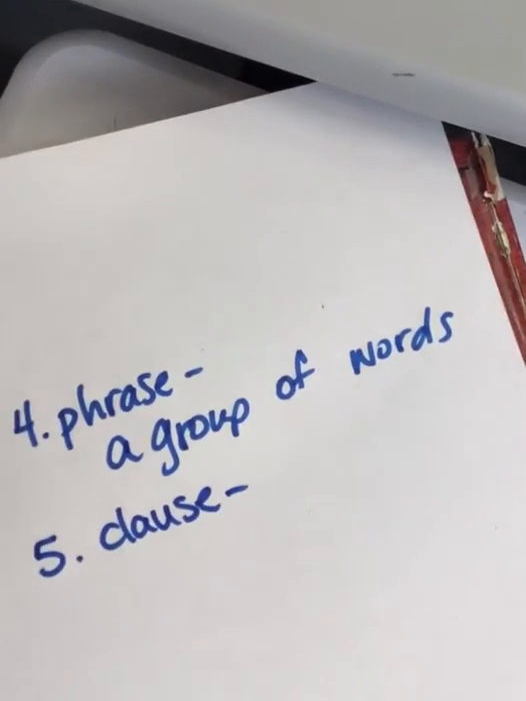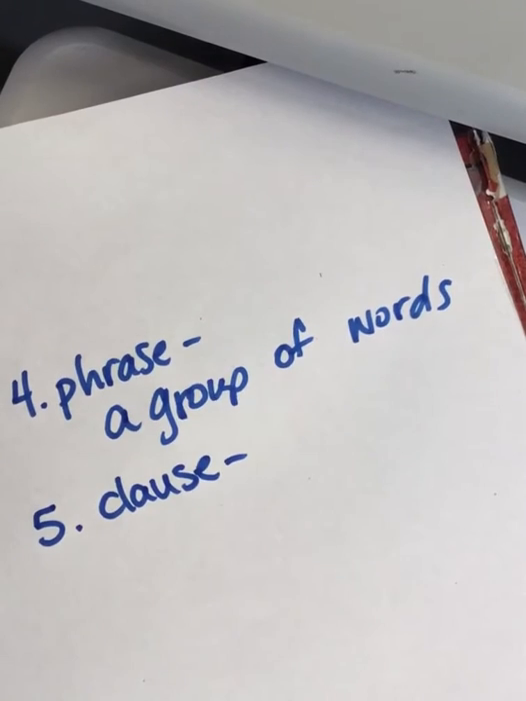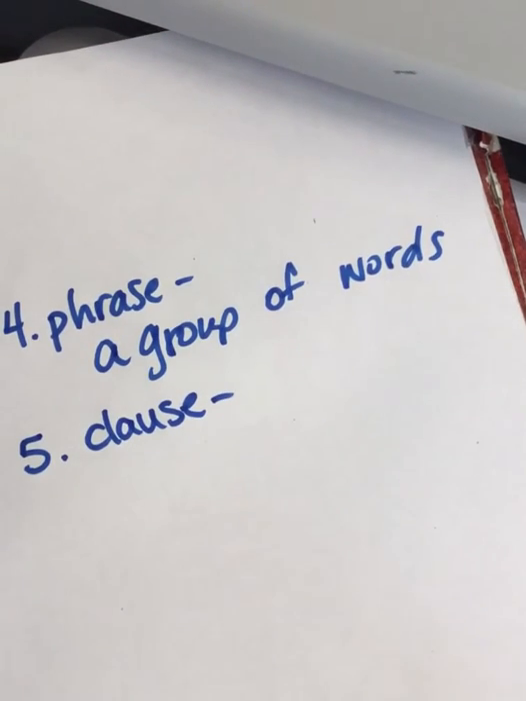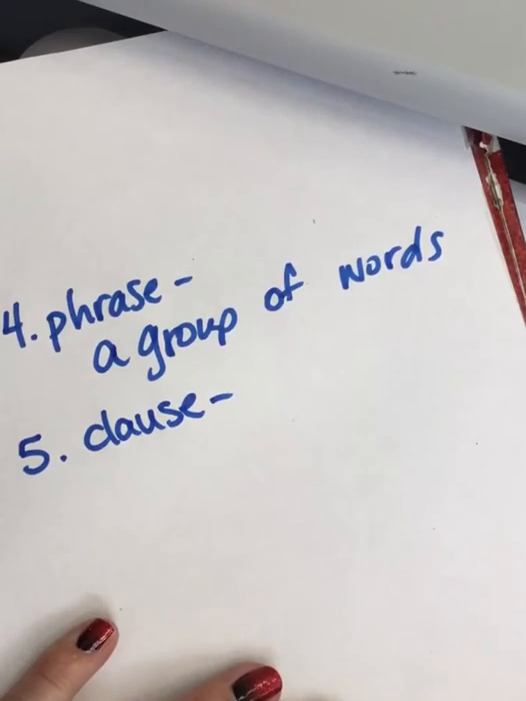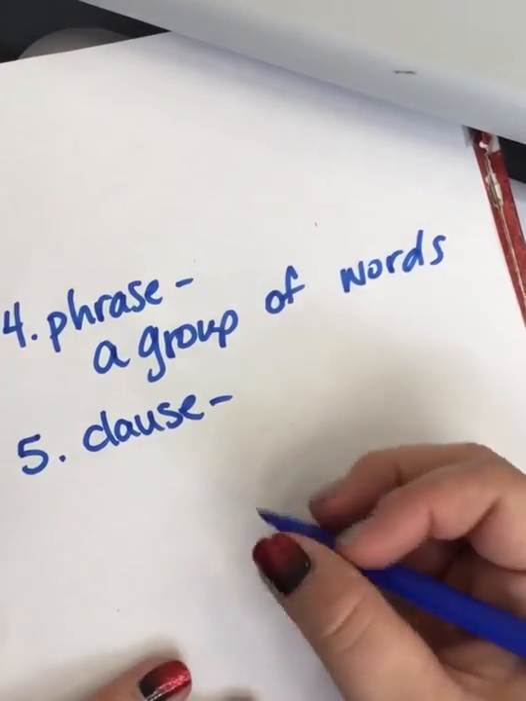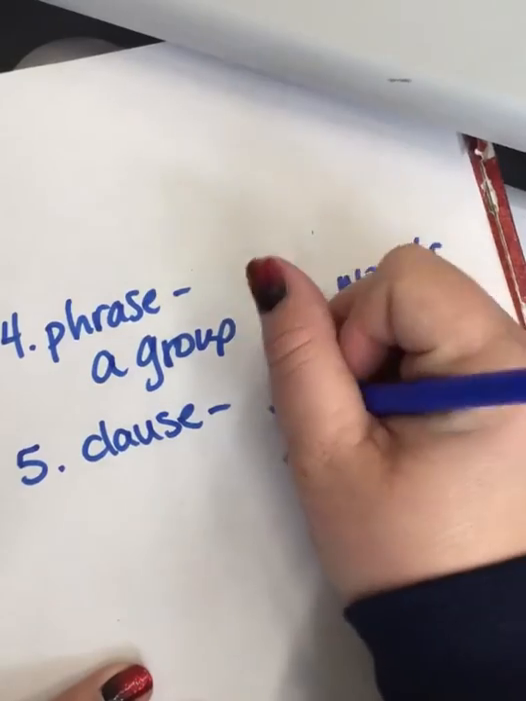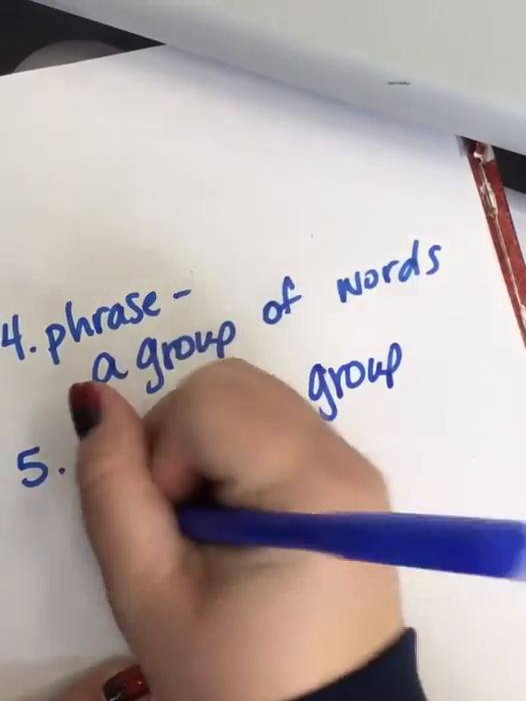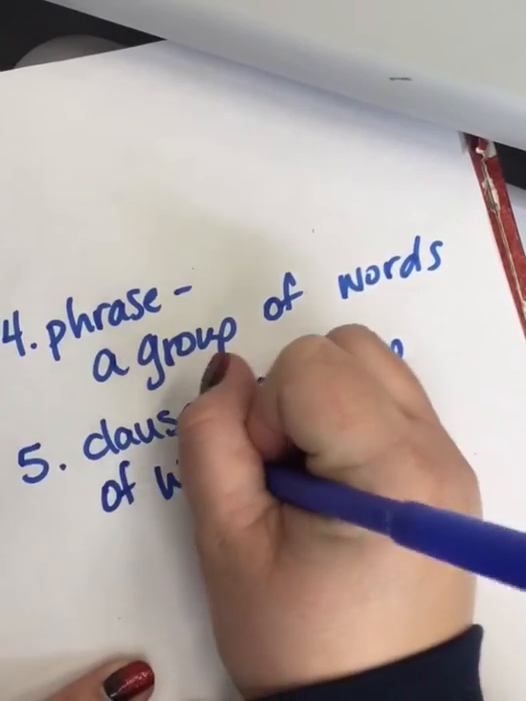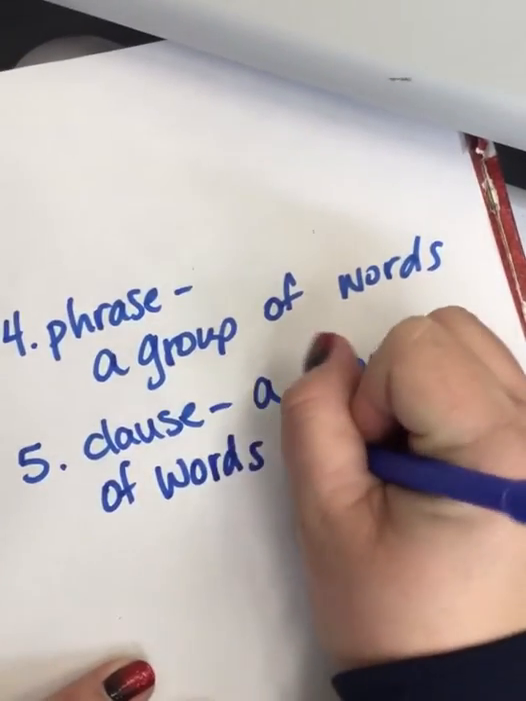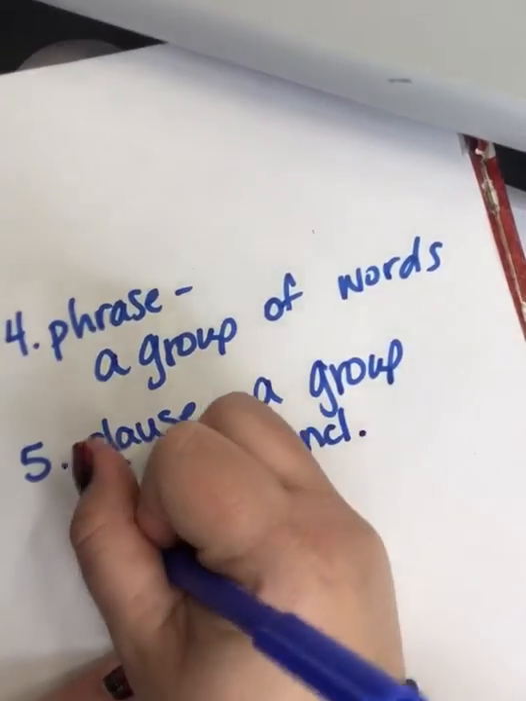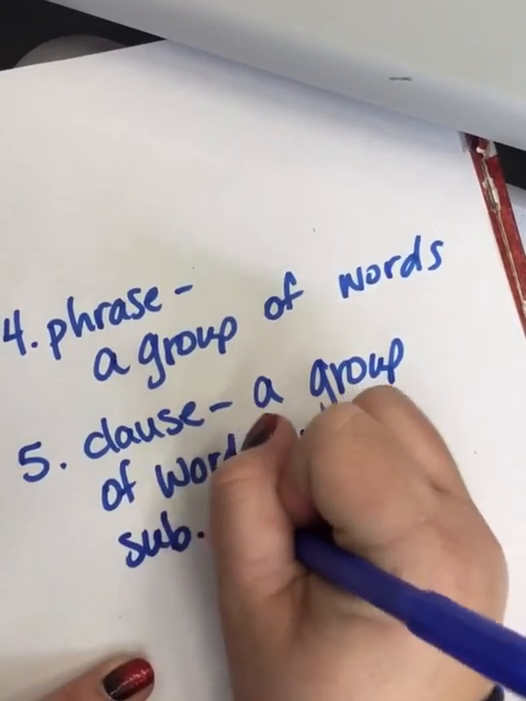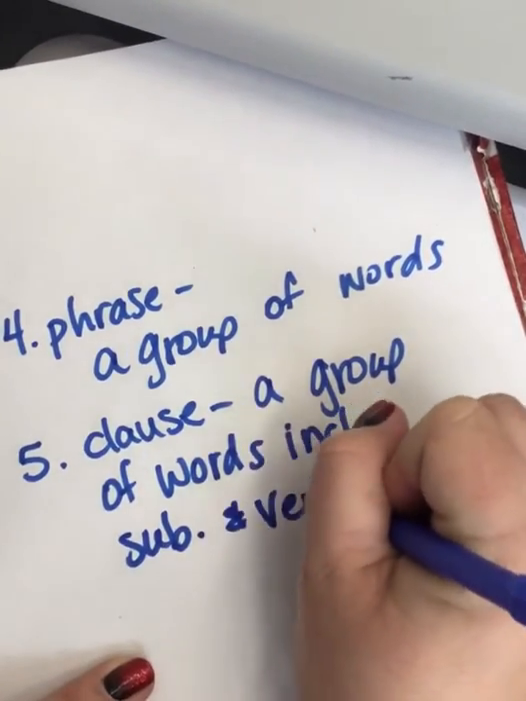Number 5 on your list is a clause. Now this may be a word that you're not sure what the definition is. A clause is a group of words including a subject and verb.